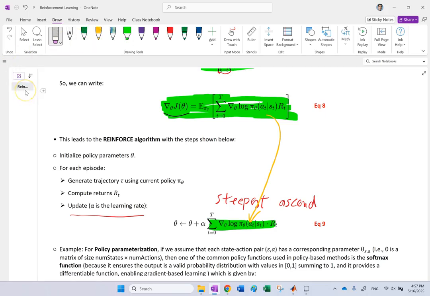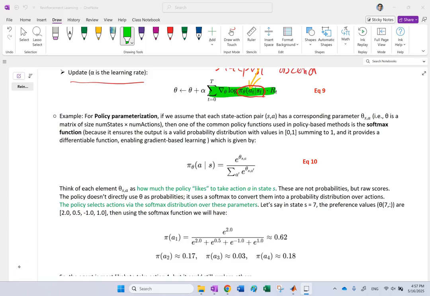Now, one thing we have not discussed so far is, what would you pick as the policy? Because you have to take log of that, you have to take a gradient of that, and that is going to be your update. So the important thing is, what function would you pick for your policy? And this is our next topic.